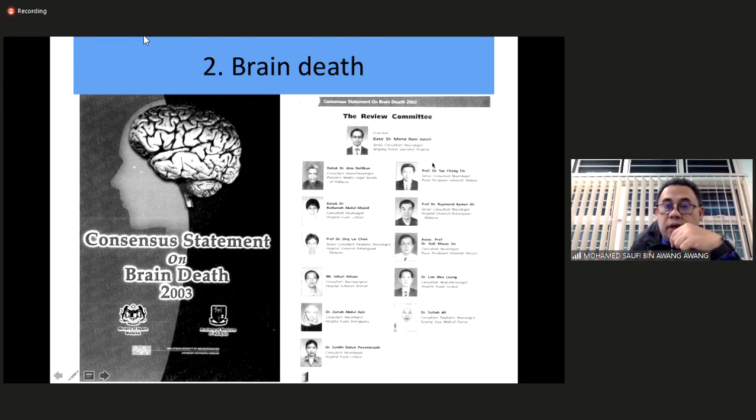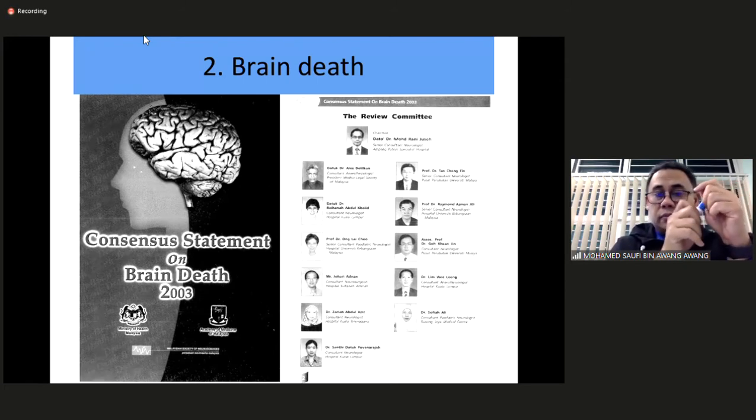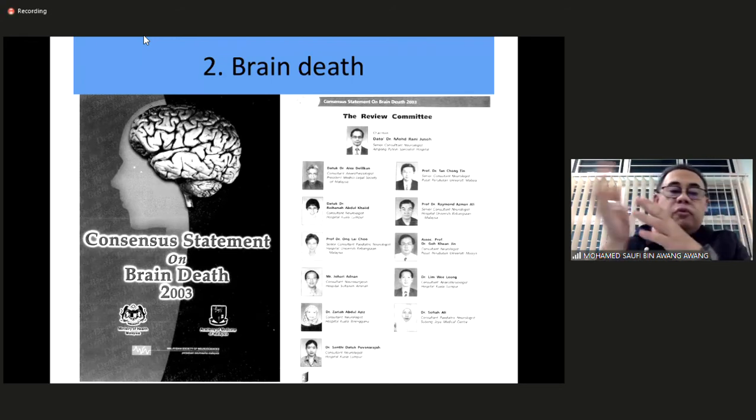The chairman, Datuk Rani, was previously in KKM and left for Ampang Putri. Raymond Azman Ali, a neurologist in UKM, I think also retired from the university almost 2 years ago. So I'm not sure who the new committee members are. But nevertheless, I just want to show you that in Malaysia, we have a committee that goes through and reviews the issues pertaining to brain death.